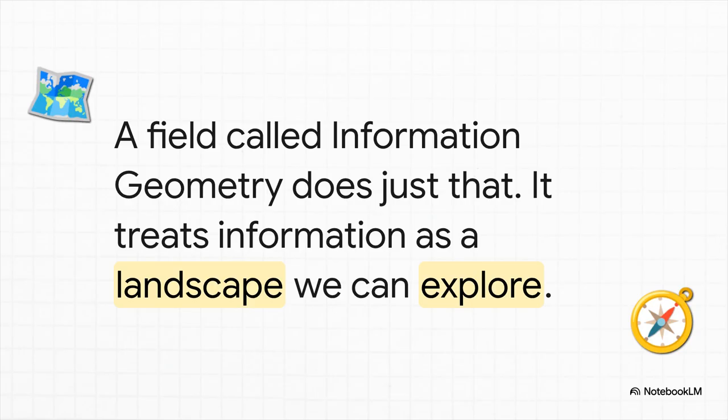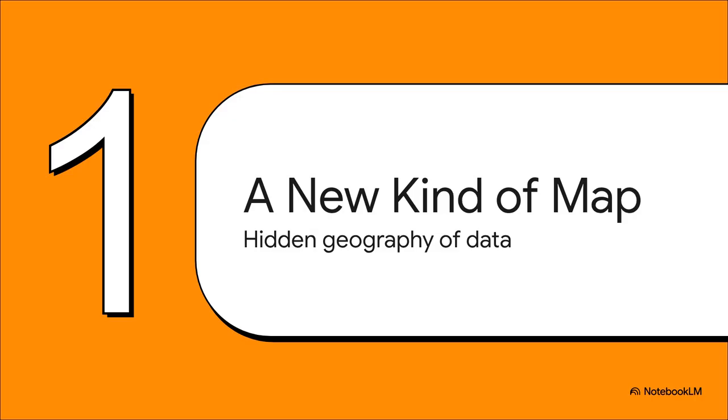It lets us see information not as some boring, flat spreadsheet, but as a rich, three-dimensional landscape with its own geography. Its own hills, valleys, and even hidden shortcuts. All right, so let's unroll this new kind of map and take a look at the hidden geography of data.